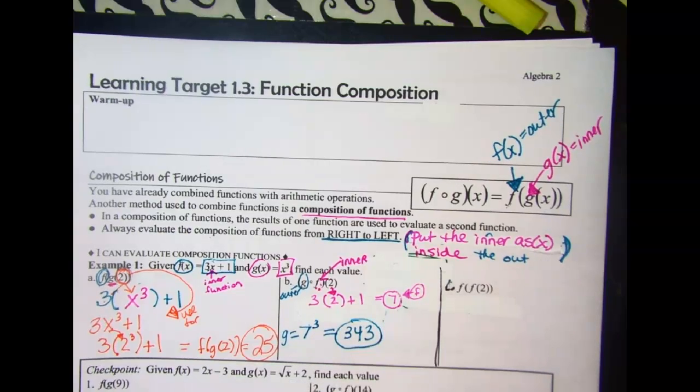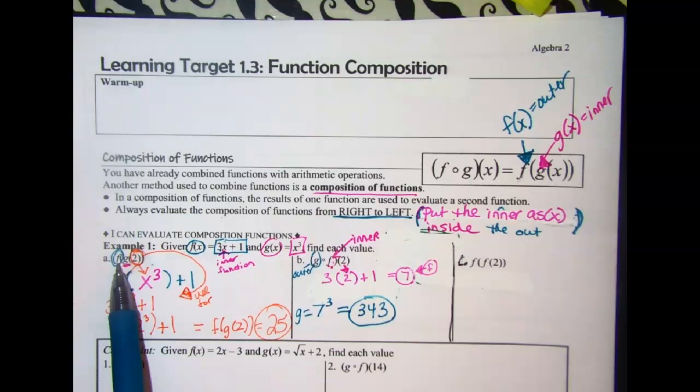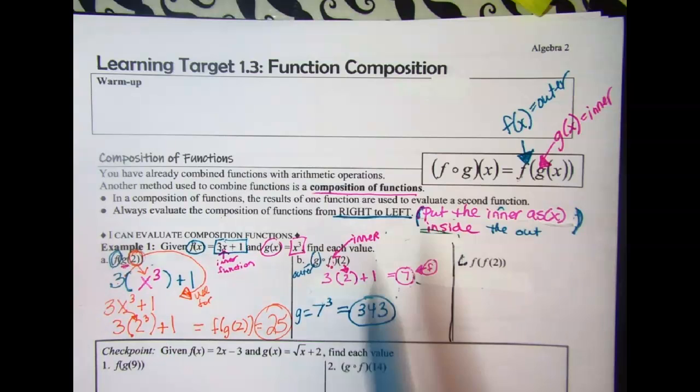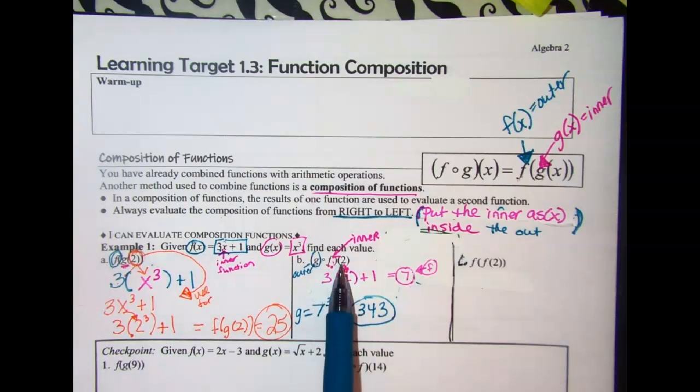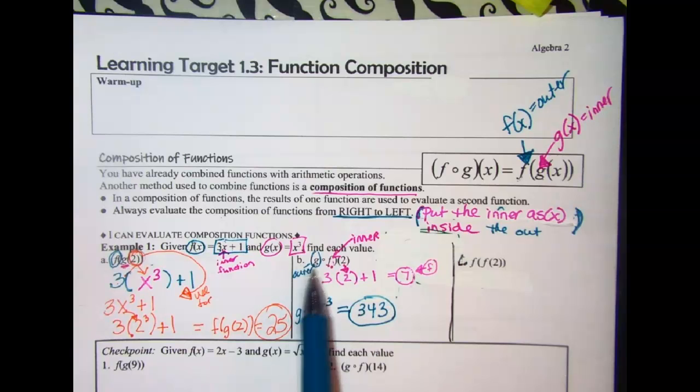So there were two ways we just did. One was where I ended up putting the inner function into the outer function and simplifying. And then I plugged my number in. The second way, what we did was we used our number and we plugged it into our inner first, and we got a new number. And then we went to our outer function and we plugged that new number in for the x, and we got an answer. So there's two ways to do it.